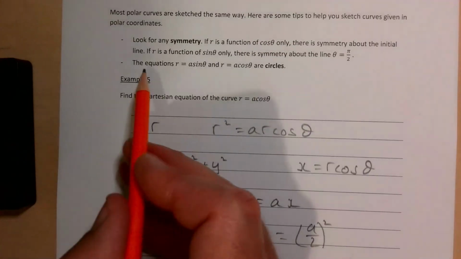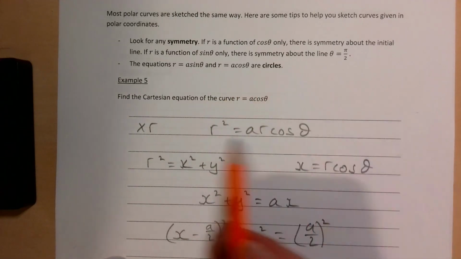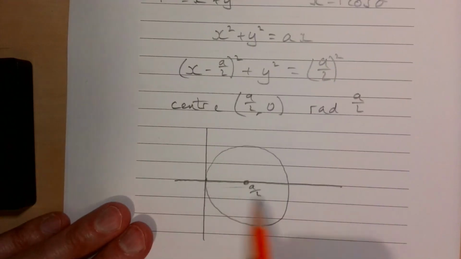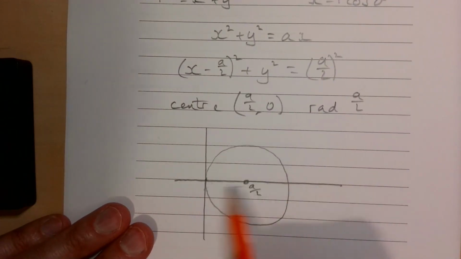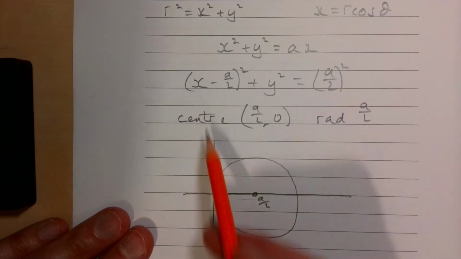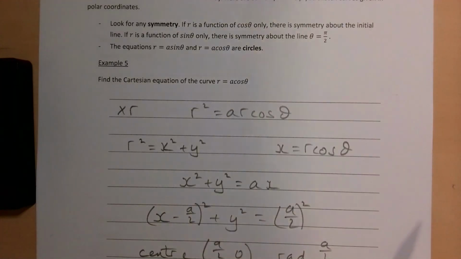And of course, the equations r equals a sine theta and r equals a cos theta are circles. So in this one, r equals a cos theta, this is a circle of radius a over 2. Depending on how big a is, it makes the circle a bit bigger. If it's a sine one, we know there's a line of symmetry here, so the circle appears more in this direction. But that's how it works out for example 5.